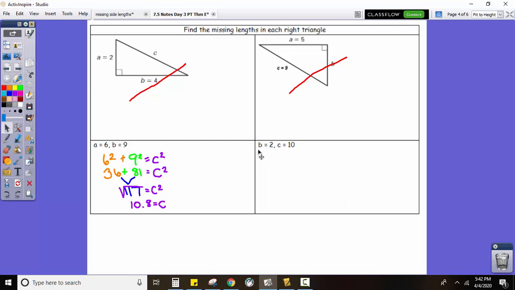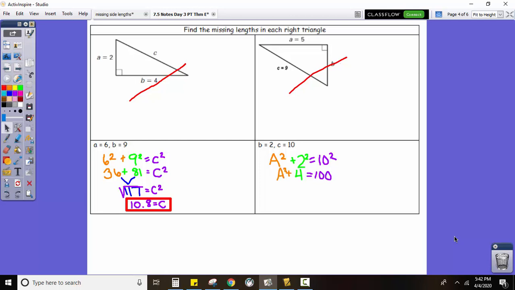The next one, it says B equals 2 and C equals 10. So I can tell that I have one leg, B, and the hypotenuse, C. So I'm going to set up my equation here. A squared. We don't know what A is, so I'll leave it as A. Plus B squared, which is 2 squared, equals C squared, which is 10, so 10 squared. Go ahead and evaluate 2 squared. 2 squared is 4. 10 squared is 100. And I'm going to bring down A squared.